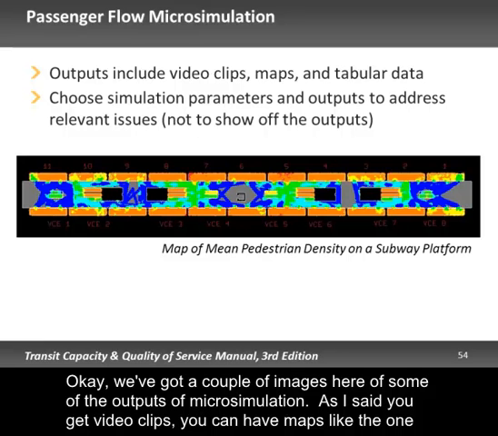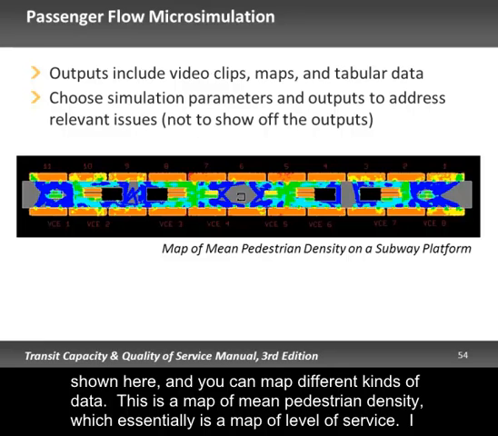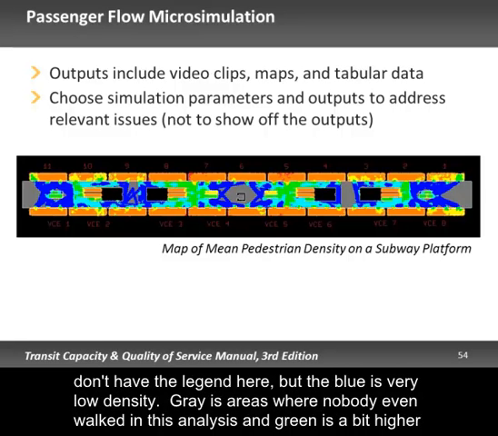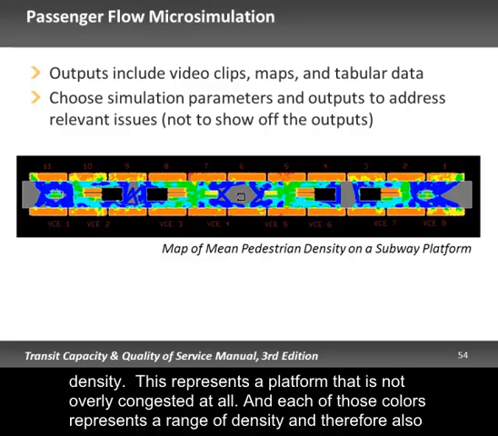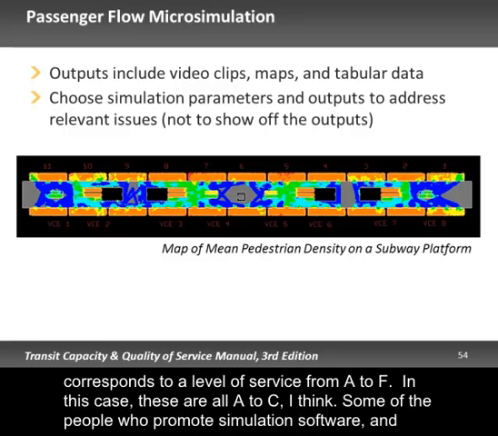Okay, we've got a couple of images here of some of the outputs of microsimulation. As I said, you get video clips, you can have maps like the one shown here, and you can map different kinds of data. This is a map of mean pedestrian density, which essentially is a map of level of service. I don't have the legend here, but the blue is very low density, gray is areas where nobody even walked in this analysis, and green is a bit higher density. This represents a platform that is not overly congested at all. And each of those colors represents a range of density, and therefore also corresponds to a level of service from A to F.